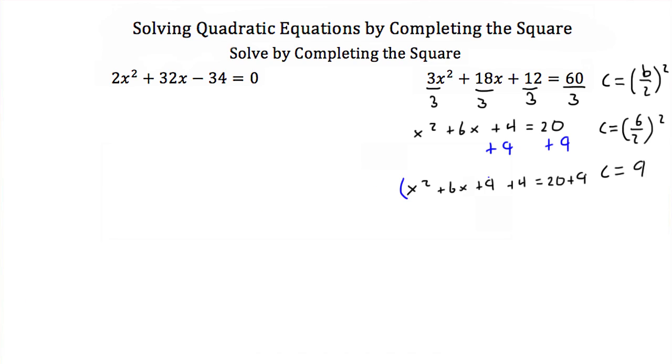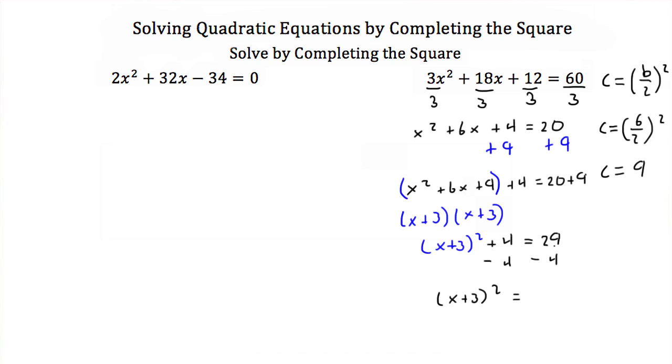Now this here is a perfect square trinomial. I can factor that into x plus 3 times x plus 3, or x plus 3 squared. Don't forget about our plus 4. And on the right hand side, 20 plus 9 is 29. Now if I'm going to solve this for x, I need to get my squared term alone on one side of the parentheses. So I'm going to subtract 4 from both sides. I'll end up with x plus 3 squared is equal to 25.